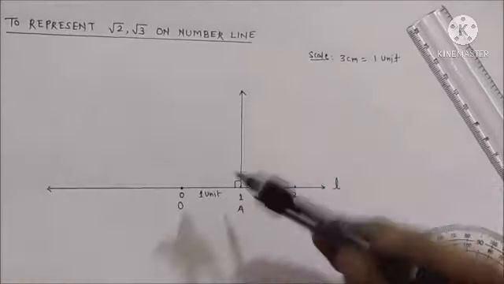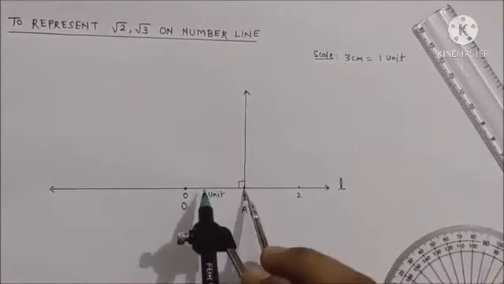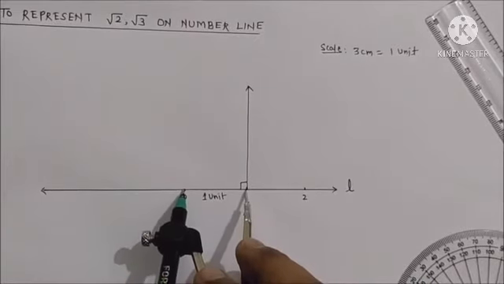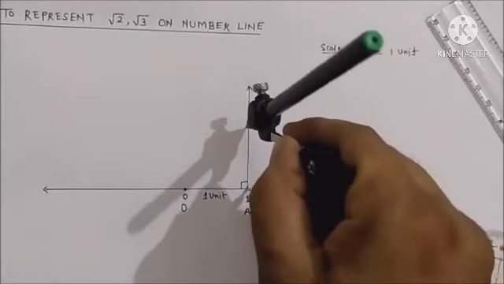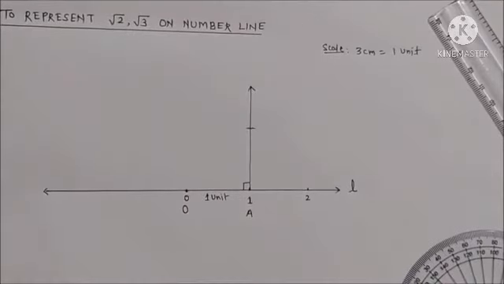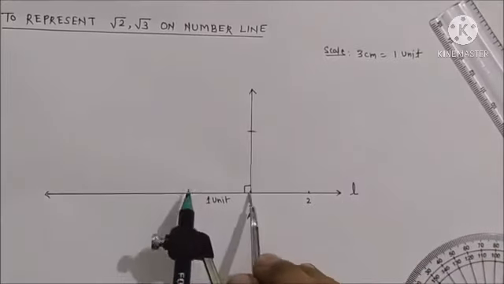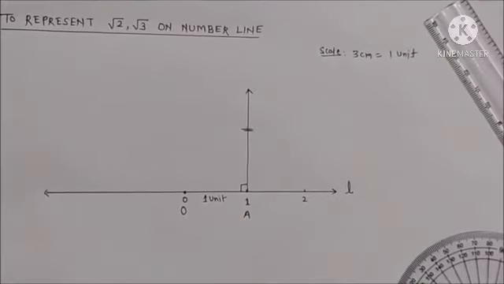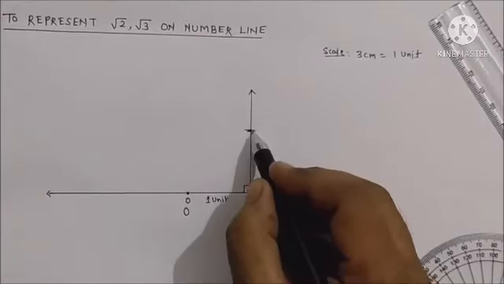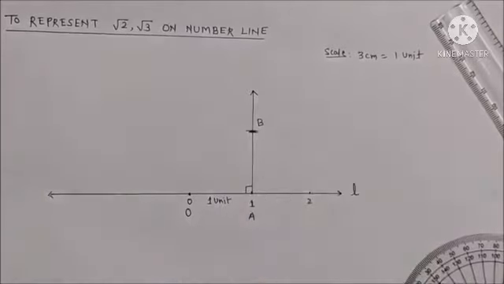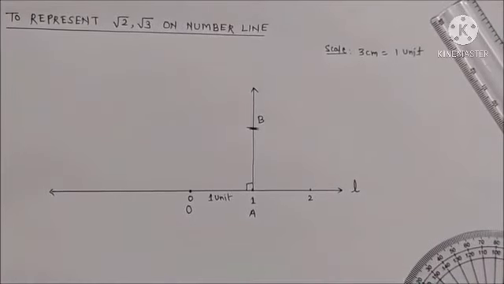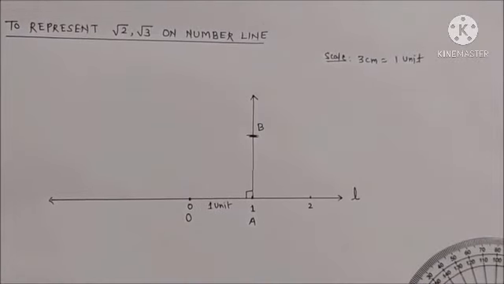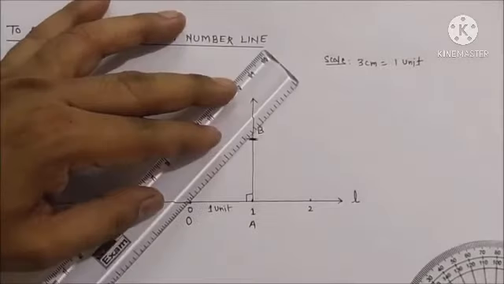Keep the compass on point A, take the distance of 1 unit, which is 3 centimeter, and cut an arc here. I repeat once again, keep the compass on point A, take this distance, and cut an arc. Now name this point as point B. Now draw segment OB.